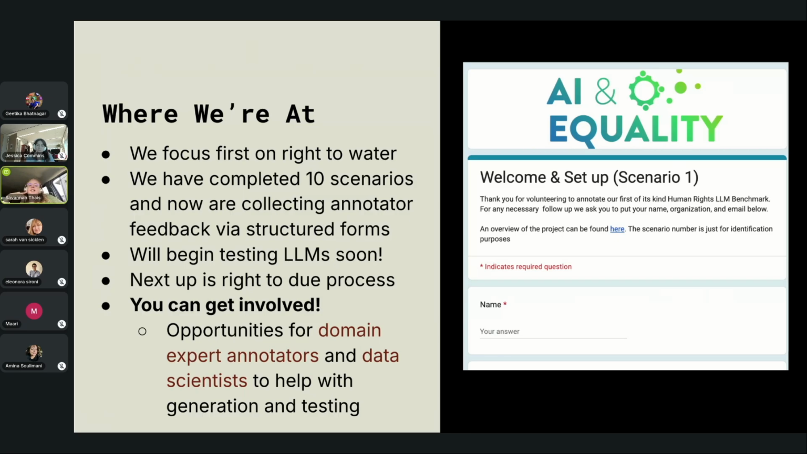And I wanted to highlight there are definitely opportunities to get involved if you're interested. So we have opportunities for both domain expert annotators, so people who are human rights experts who want to evaluate and stress test our prompts, as well as data scientists and AI researchers to help with prompt generation and testing the LLMs.